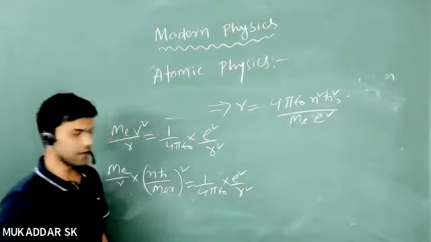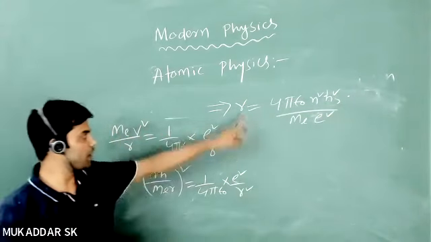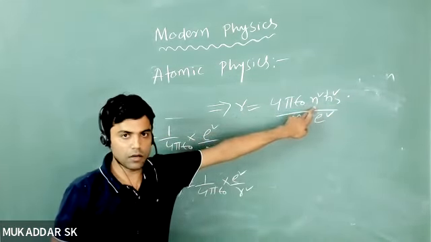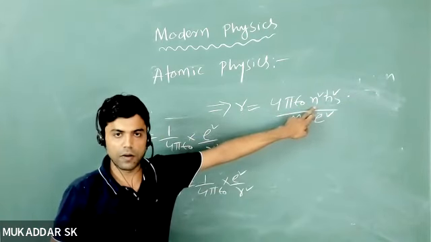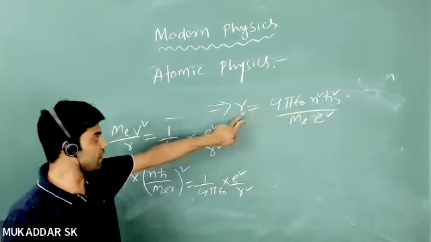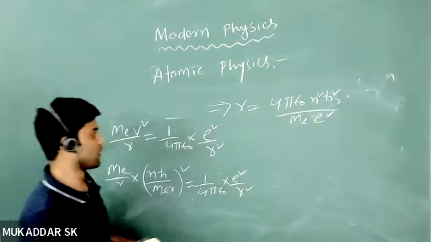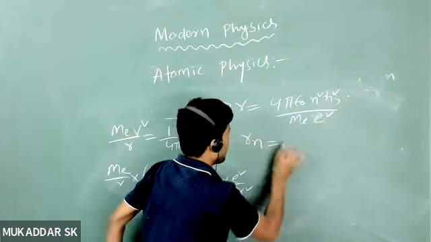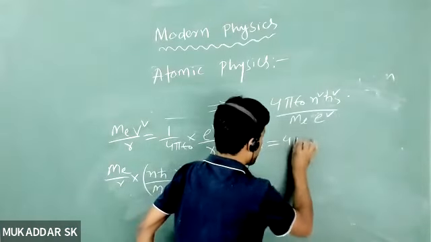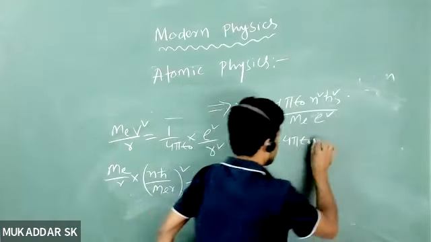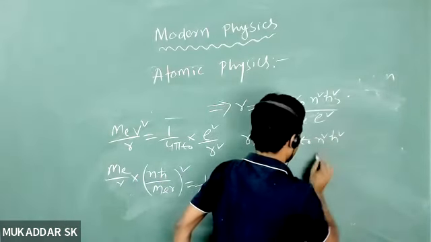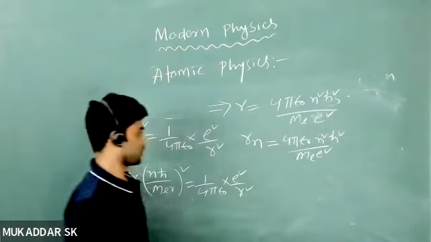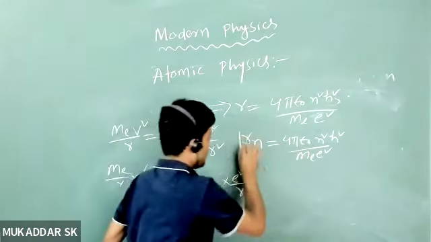So you see, the radius of the orbit is a function of n, and n is the principal quantum number, which Atul sir will teach you. So the radius of the orbit is a function of n. That's why we write Rn, and that should be 4 pi epsilon naught n square h cut square divided by m_e e square. So this is the radius of the nth orbit.